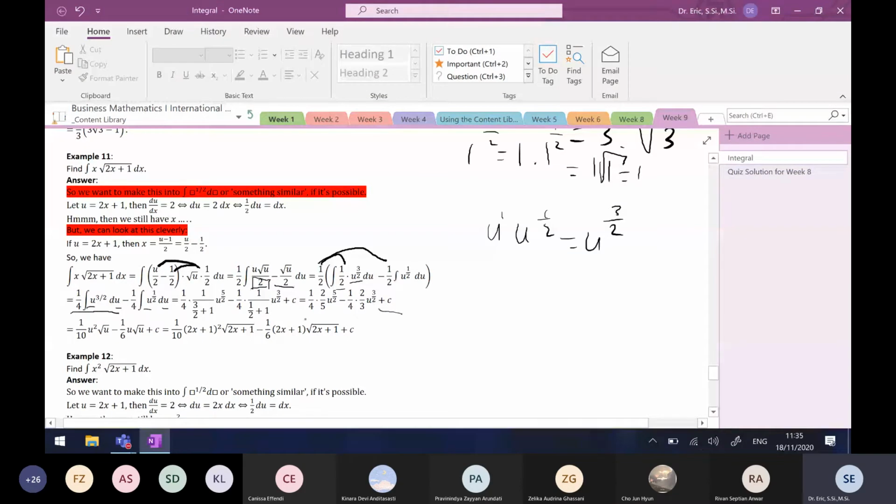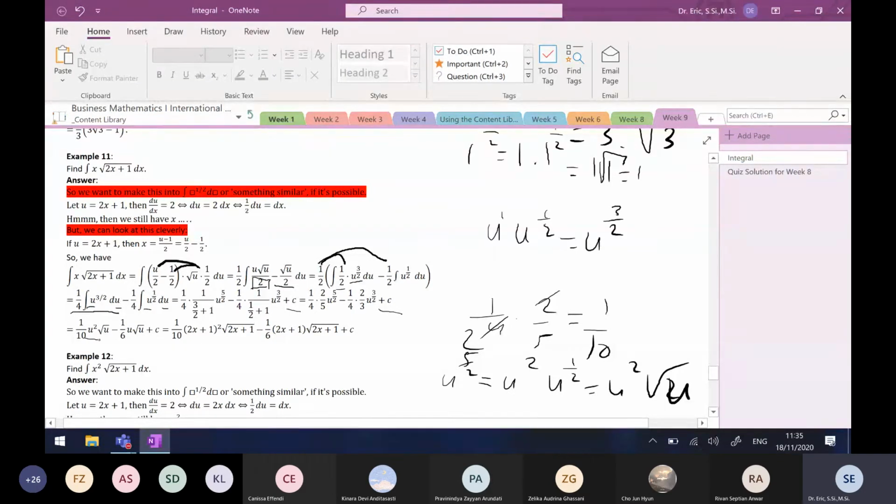Don't leave out the constant. Don't forget. Don't leave out the constant. So you have 1 over 4 times 2 to the power of 5. This cancels out. So you have 1 over 10. What is u to the power of 5 over 2? This is u to the power of 2, u to the power of a half. And u squared, square root of u. So you have u squared, square root of u as this.